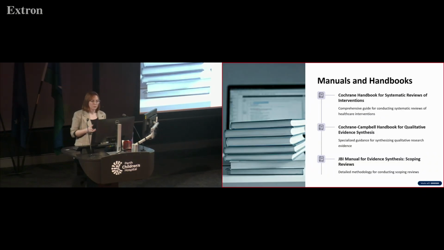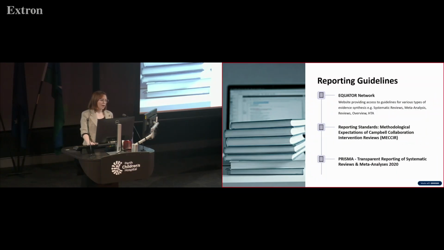So manuals and handbooks are really helpful for conducting your evidence synthesis. Basically it will guide you on how to conduct whichever type of evidence synthesis that you're doing. So you've got ones for scoping reviews, for qualitative evidence synthesis, and for systematic reviews. Then you've got your reporting guidelines, and just remember that the methodological guidelines are different to the reporting guidelines. Something like the Cochrane Handbook is telling you how to conduct your evidence synthesis. Something like PRISMA is telling you how to report it in your final paper.